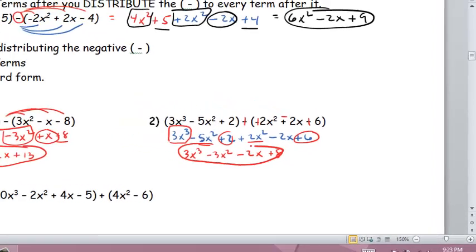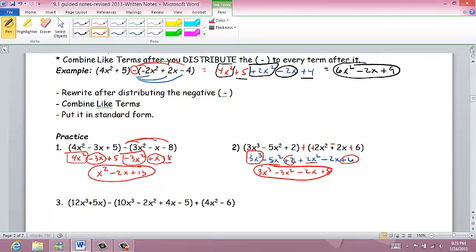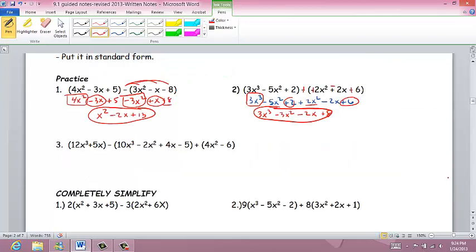And up above, you notice, you get the same thing. 3x to the third, you have negative 5x squared plus 2x squared, which is going to give you negative 3x squared. And you have your negative 2x, and then 2 plus 6 is 8. No matter which way you do it, you get the same answer.